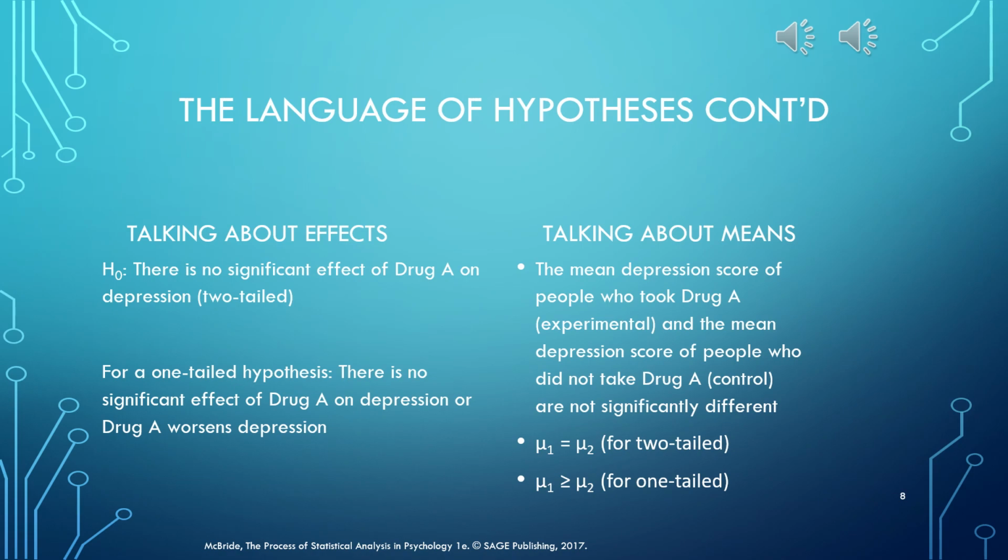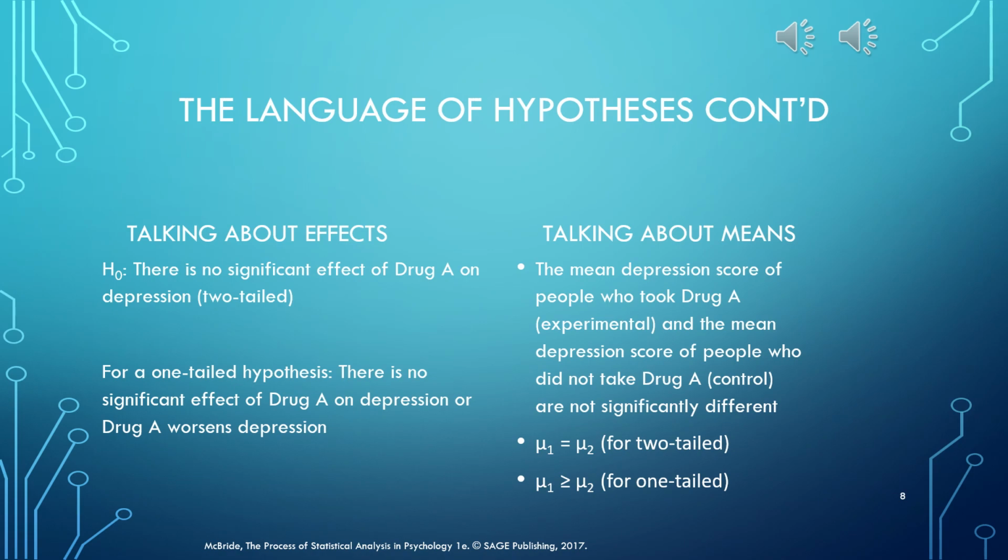And then you can see how that looks if you're talking about means, and mathematically, what you're saying is that I think the average depression scores of the two different groups, even after one of them has taken the pill, will not be different at all. That would be in the case of a two-tailed hypothesis. So you would say mu1 equals mu2, meaning the average depression scores for both of those groups are not different at all, meaning that the pill didn't work, it didn't have any effect.